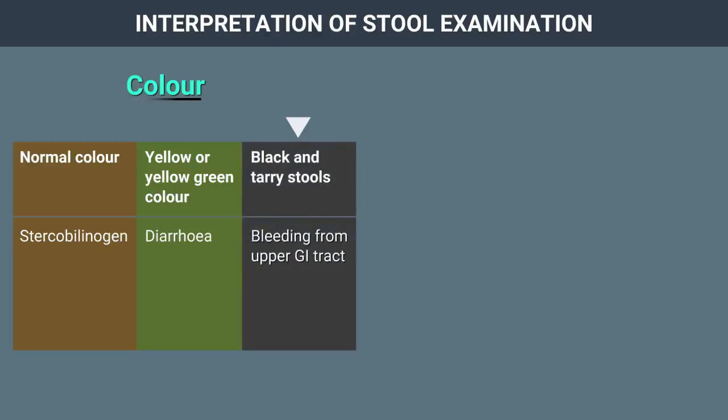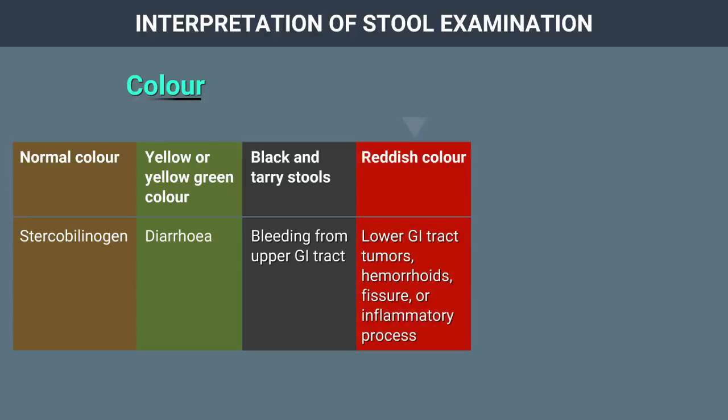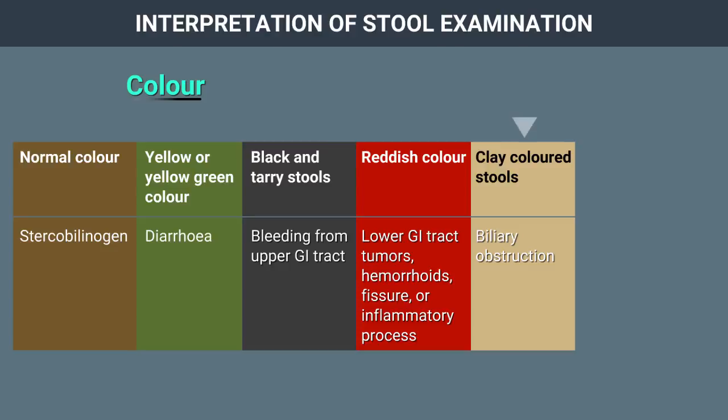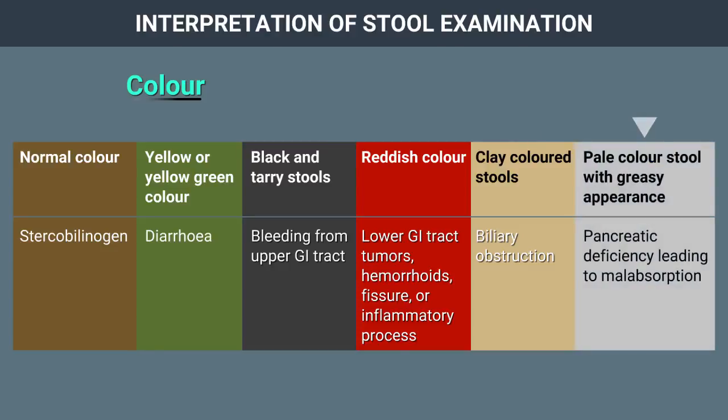Black and tarry stools may be seen due to bleeding from upper gastrointestinal tract. Reddish color is seen in case of lower GI tract tumors, hemorrhoids, fissure or inflammatory process. Clay colored stools are due to biliary obstruction. Pale colored stools with greasy appearance are due to pancreatic deficiency leading to malabsorption.